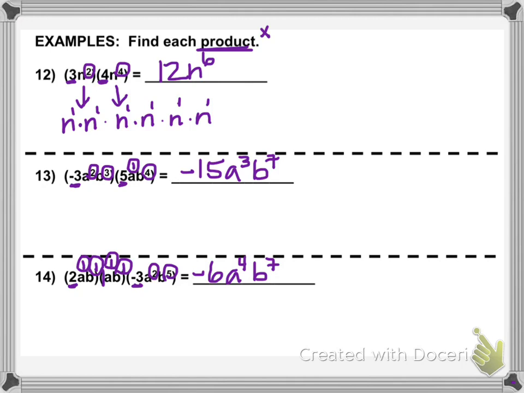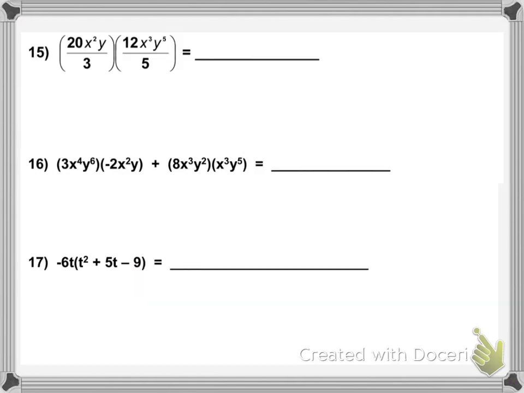Let's try some more. All right, on 15, we have fractions. Don't be scared. Just remember how to multiply fractions. When you multiply fractions, you multiply the numerators together and then the denominators. The denominators are easy. 3 times 5 is 15. Okay. Let's do our numerators. First, we're going to start with our coefficients. 20 times 12 is a big number. 240. Woo! And I'm using this as my fraction bar.